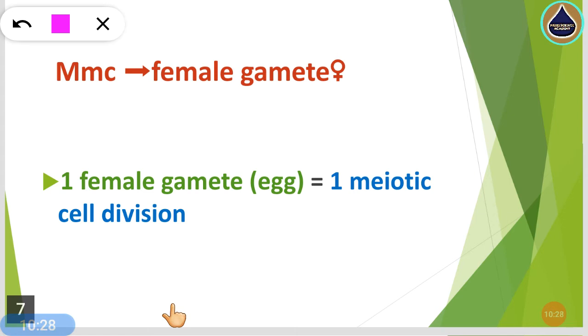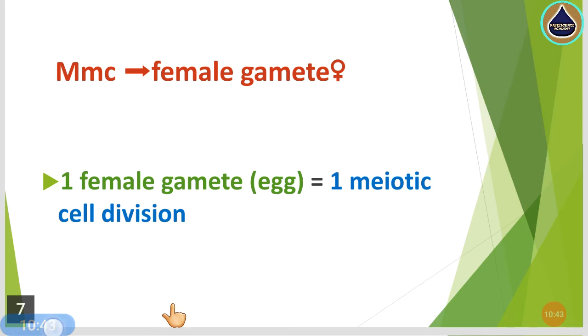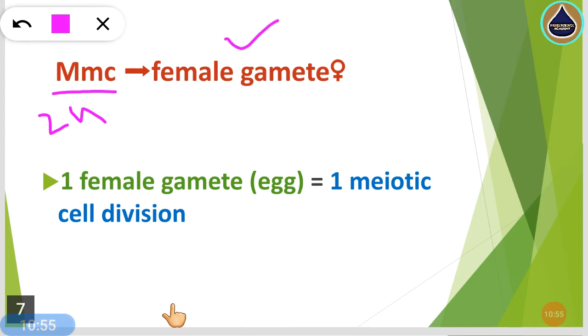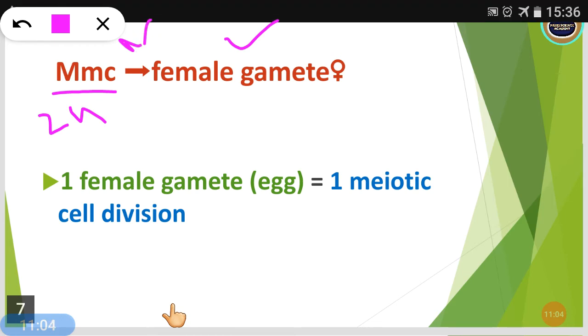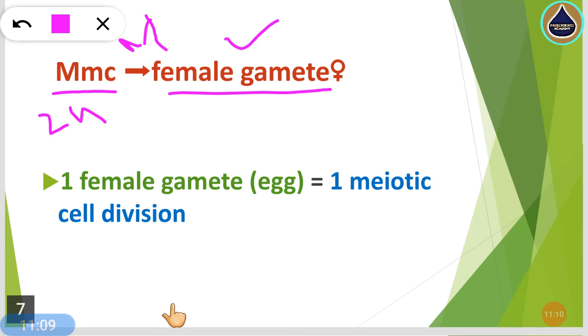Now we'll see how this female gamete is formed. This is the symbol of femaleness. It is indicated by this sign in science, in the medical field. So now we'll see this MMC, megaspore mother cell. It is 2n or diploid in number, and it is needed for the formation of the female gamete. So this MMC, megaspore mother cell, by the process of meiosis type of cell division, converts into female gamete. But the formula is very simple.